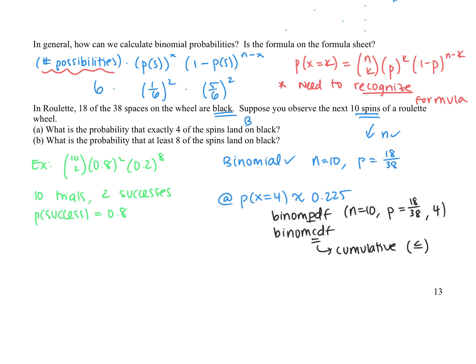This is considered showing work. Let me tell you one last thing. Did you get the same answer? If you like writing this out, which I know some of you do, technically College Board will accept that as work as long as you have those numbers labeled. So if you write n equals 10, p equals 18 out of 38, and x equals 4, College Board will give you credit. So if you're going to write out binomial PDF, label your numbers. Questions, comments?